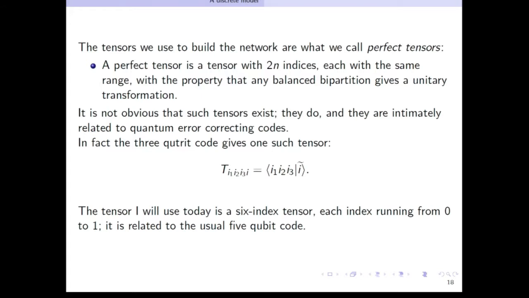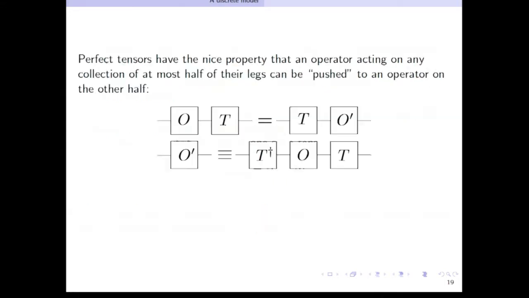Okay, anyway. So actually, the tensor I'm going to use today, though, is not going to be this one. It's going to be this one. It's going to be based on the 5-qubit code. So the 5-qubit code gives you a 6-index. The encoding tensor for the 5-qubit code is a 6-index tensor where each index runs from 0 to 1. Okay, so it's qubits. These are just the tensors that I like, and that's a very specific one.